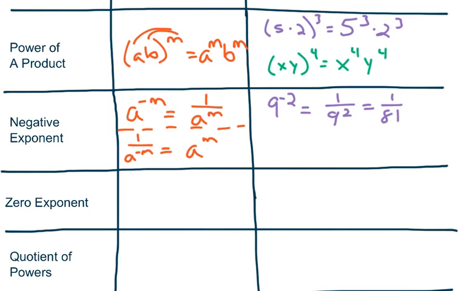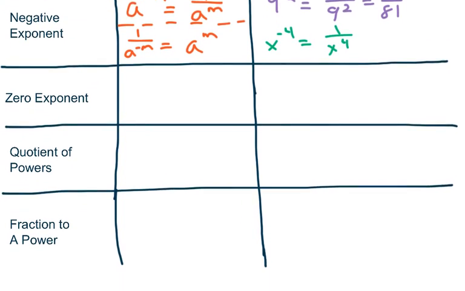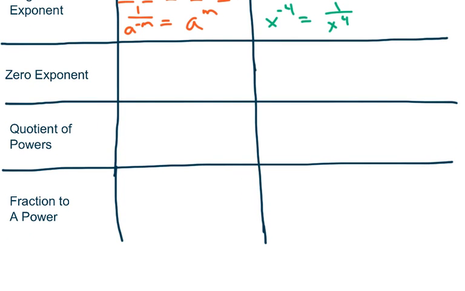If we had variables, something like x to the negative 4th, we can make this 1 over x to the 4th, and that's really all there is to it because we don't know what x is. So to make it positive, we switch which side of the fraction it's on. If you don't see a fraction like this one, assume that it is the numerator and take it down to the denominator. The next exponent property is by far the easiest one, the zero exponent property.